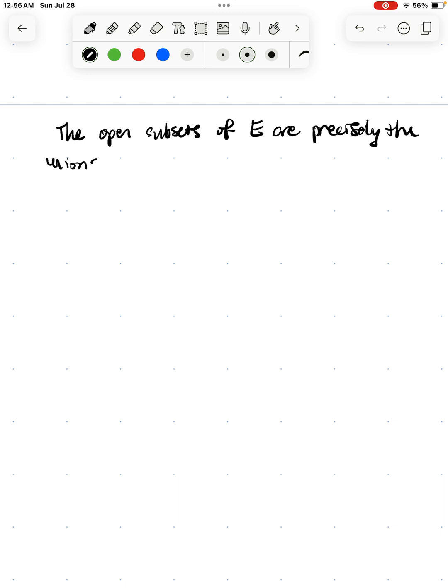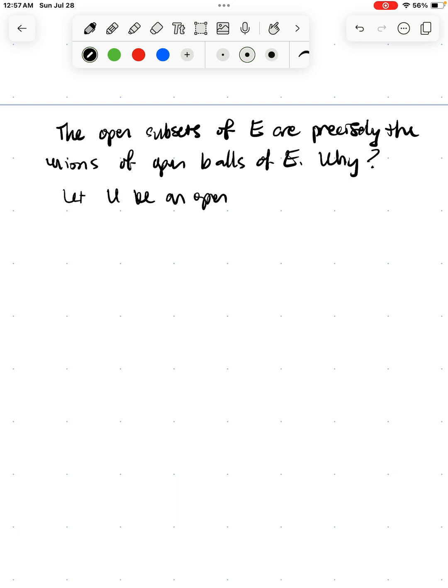So the open subsets of a metric space E are precisely the unions of open balls of E. Okay, why is this true? Well, suppose that you have an open set, so let U be an open subset of E.